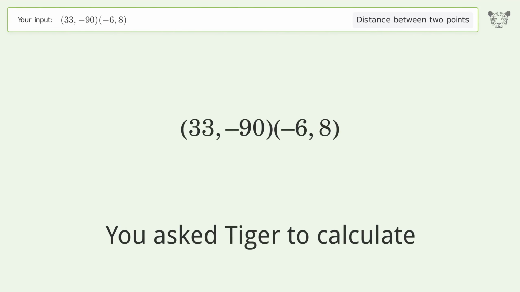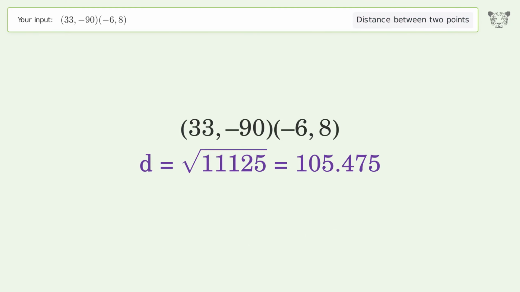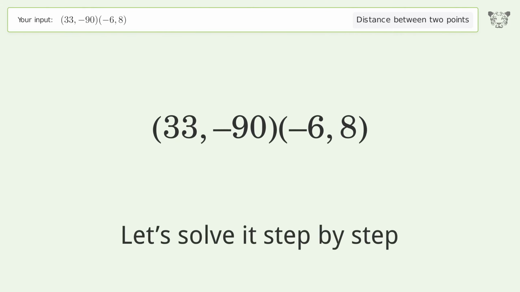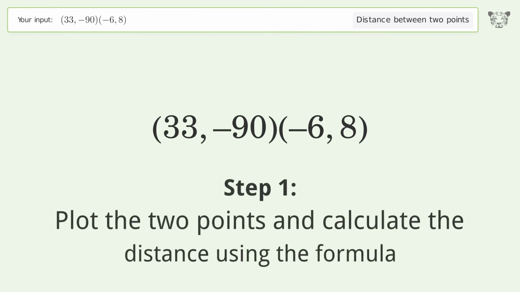You ask Tiger to calculate. This deals with the distance between 2 points. The distance between the 2 points is the square root of 11,125, or 105.475. Let's solve it step by step. Plot the 2 points and calculate the distance using the formula.